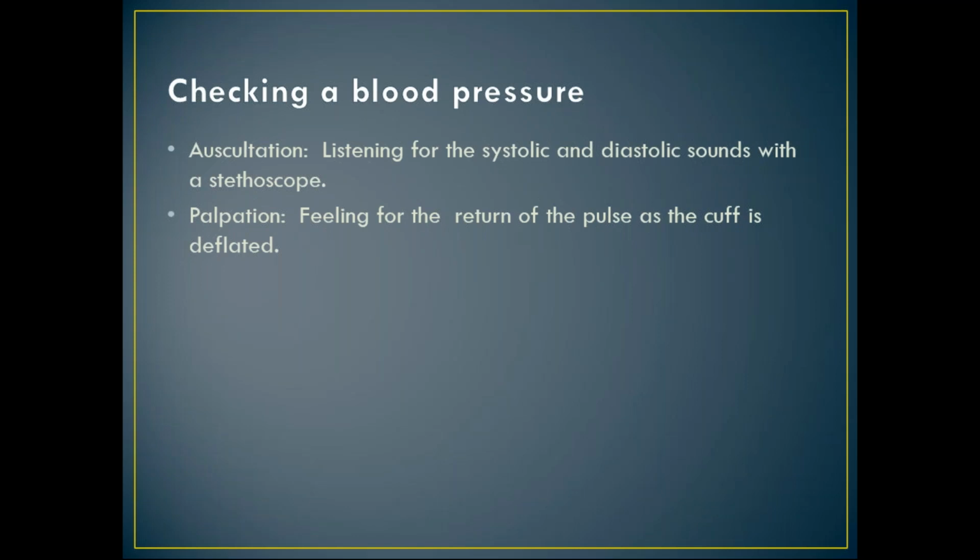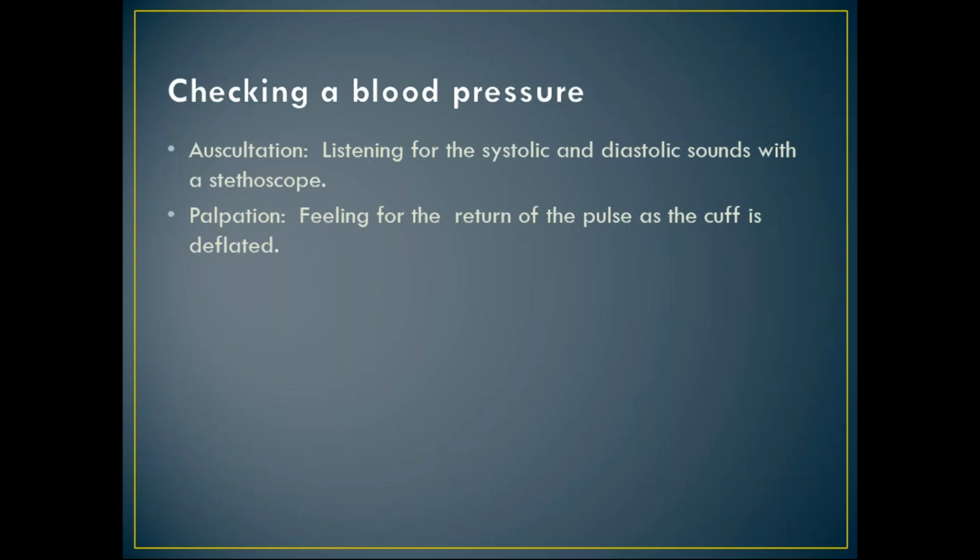So I'm going to feel that patient's radial heart rate. I'm going to put my blood pressure cuff on. I'm going to increase it until I can no longer feel that radial pulse, increase it by another 30. Then I'm going to slowly let go of that pressure with that blood pressure cuff. And as soon as I start feeling that radial pulse again, that is going to be my systolic blood pressure.